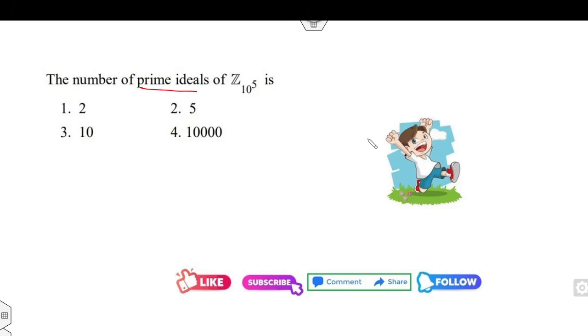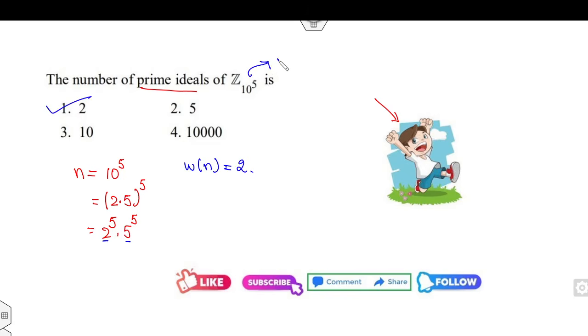Now I'm very sure that you will be happy. Can you solve this problem? n is 10 raised to power 5. So I can write it as 2 into 5, and so 2 raised to power 5 into 5 raised to power 5. What will be my omega of n? How many prime numbers? 2 and 5. There are 2 prime numbers.